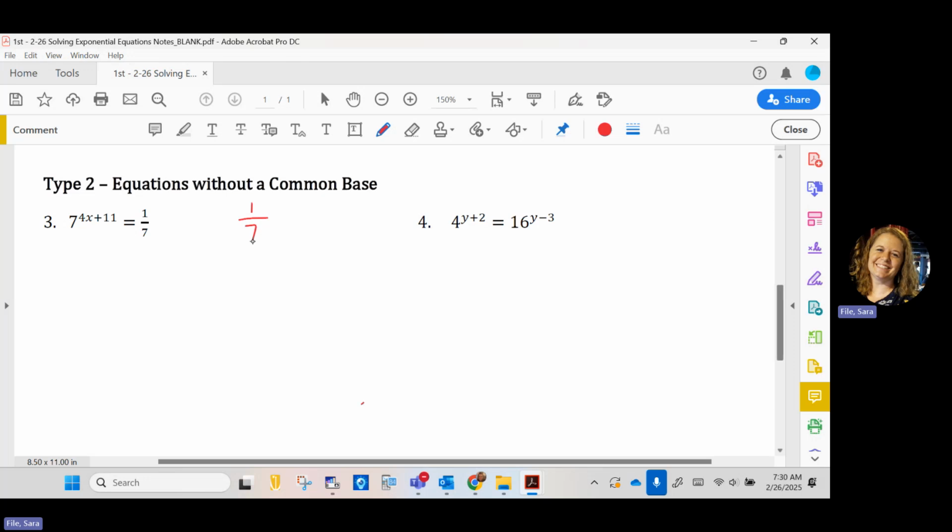Right now, what is the power on this 7? Is there a power written here? No. So it's an understood 1. Okay, if there's nothing here as the power, it's an understood 1. Now if I want to move that 7 to the numerator, I would change that power to a negative. So the 7 can move up to the numerator if I change the sign of the power.